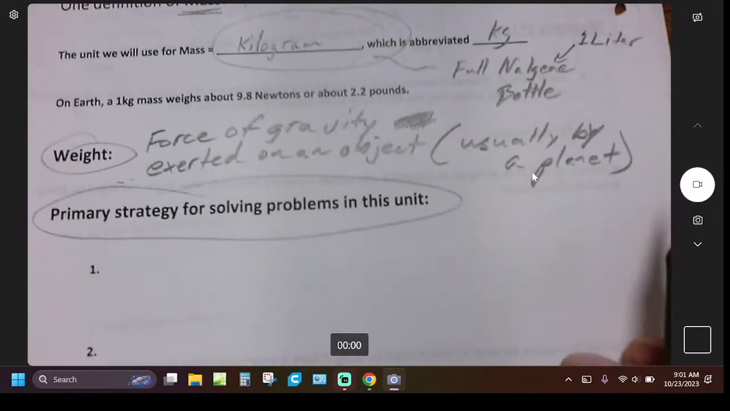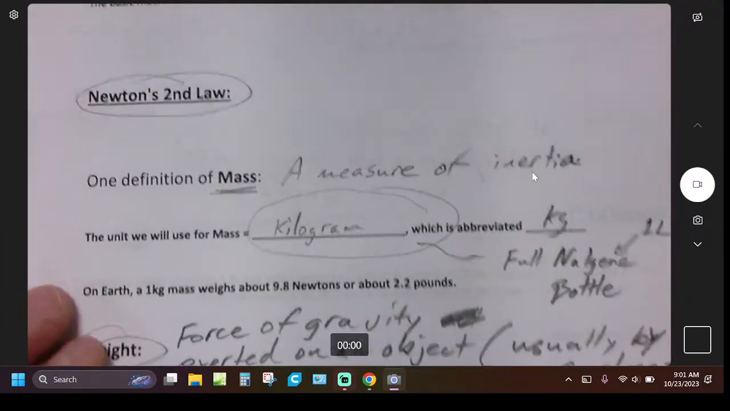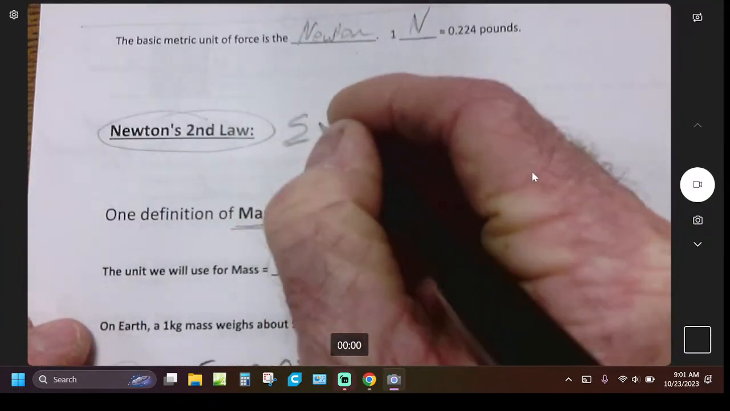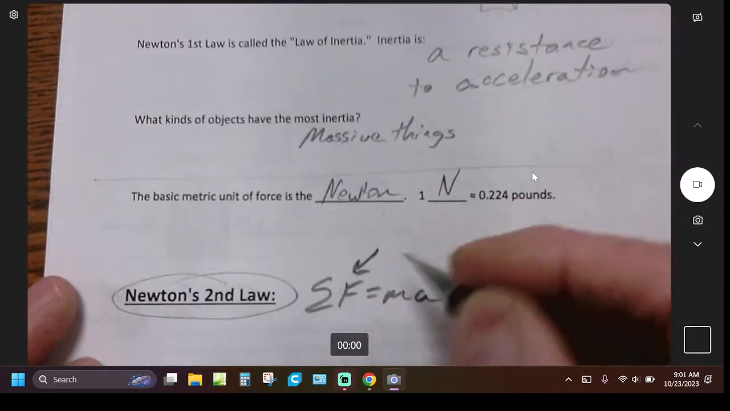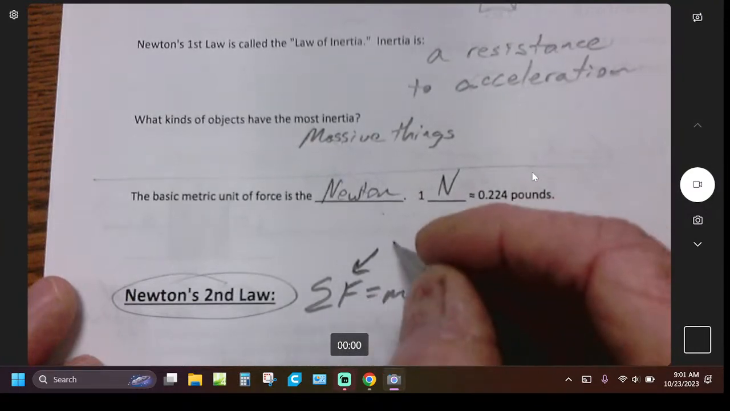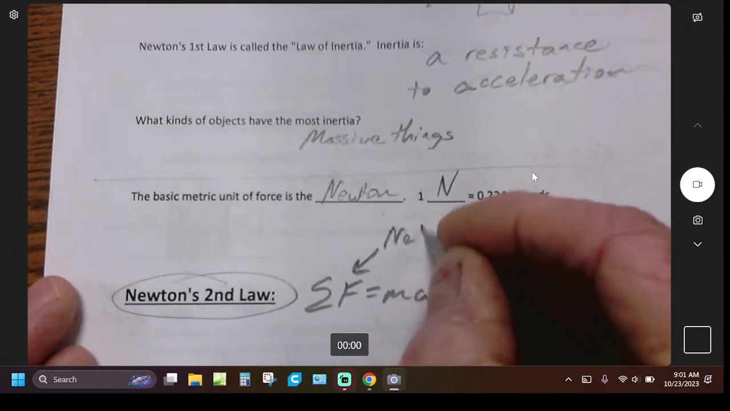Okay, now we skipped Newton's second law. That's okay. We'll come back to it now. Newton's second law is F equals ma. And it's really important to note that this F here is net force.